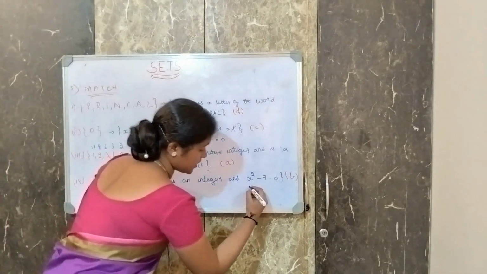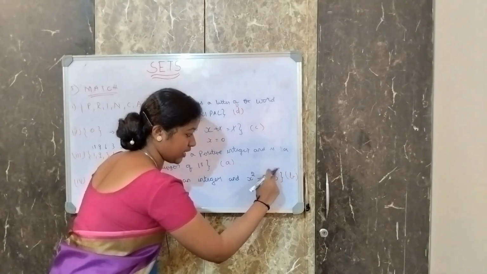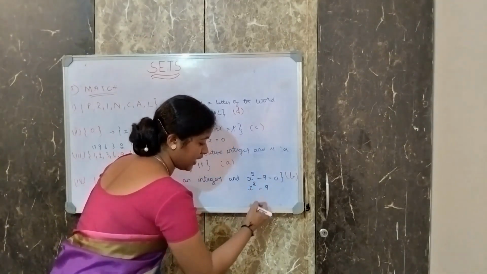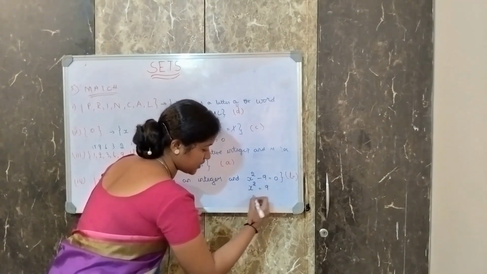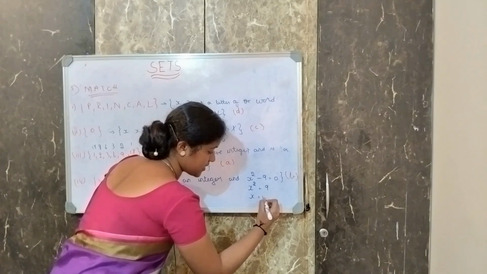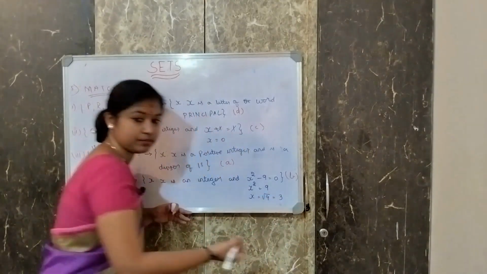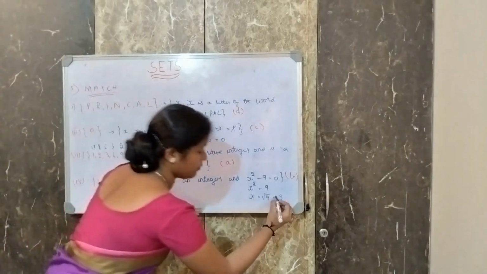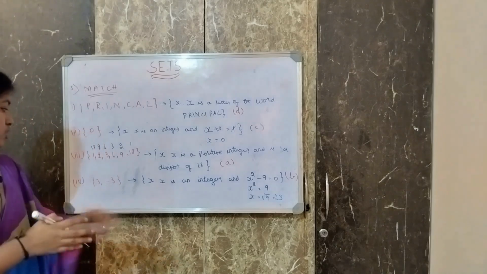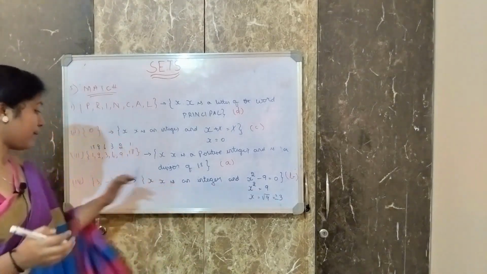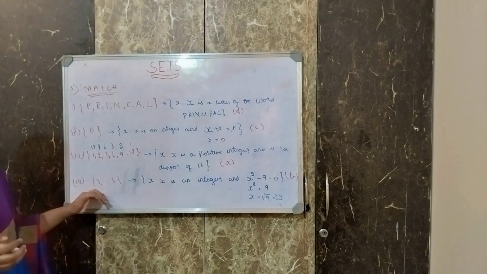Because see, x square, if you shift this 9 to the other side, it becomes x square equal to 9. And the square going to the other side becomes the square root. x equals square root of 9. Square root of 9 is nothing but 3. Sorry, plus or minus 3. So plus 3 and minus 3. So option B matches with the fourth one properly.